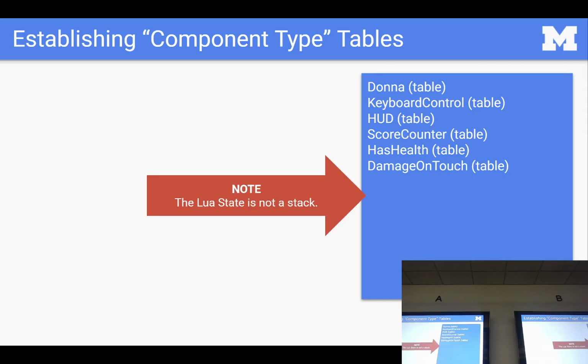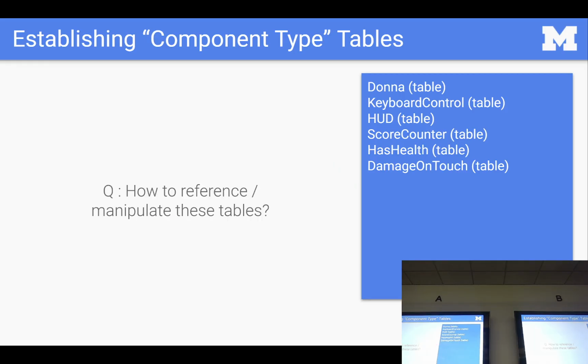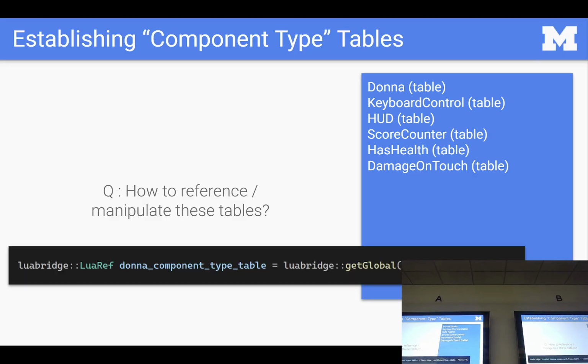By the way, this looks a bit like a stack. It's not a stack. This is just a key-value store. So a question is, how do you reference and manipulate these tables? Here's what you can do. LuaBridge provides us with a really convenient data type called a LuaRef. In order to use it, you do luabridge::LuaRef. This is basically a data type that can contain any Lua thing: a table, a variable, a function, whatever you want.